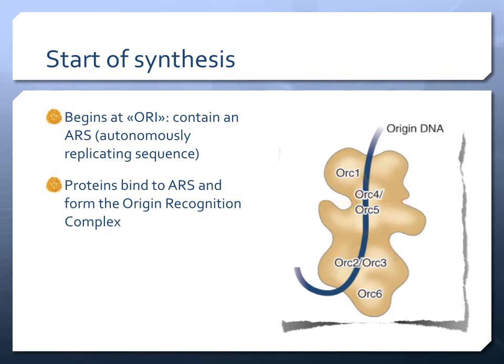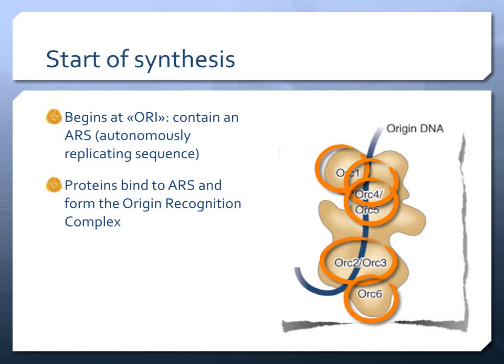So these proteins will start to build up on the sequence and form a big complex that will open the replication fork. It will open the DNA double strand in order to start the process of further opening the two strands in order to then host the DNA polymerase and start the whole replication process.